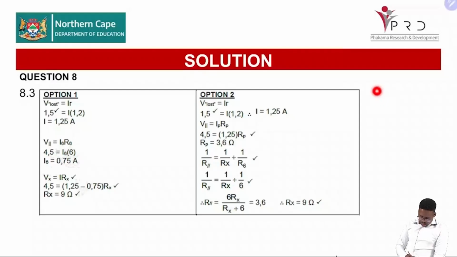Then for us to get V and X, we know that now the V terminal is 4.5. It will be equal to the current, which is the total current, 1.25, minus the current that flows on the 6 ohm resistor, which is 0.75. Then we solve for R, we divide both sides, then our R and X will be 9 ohms.